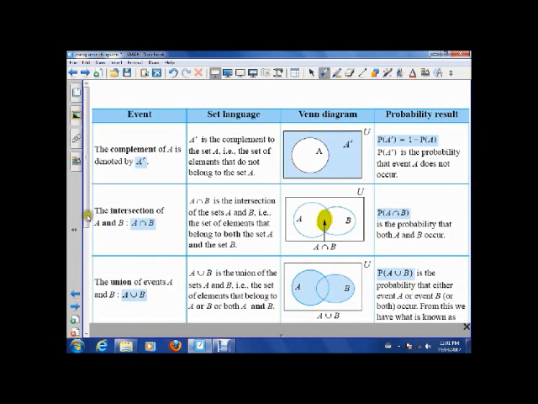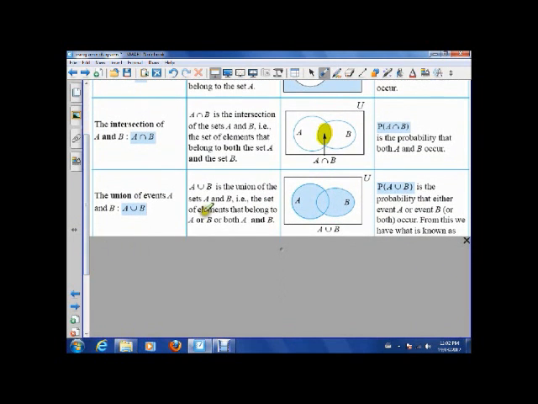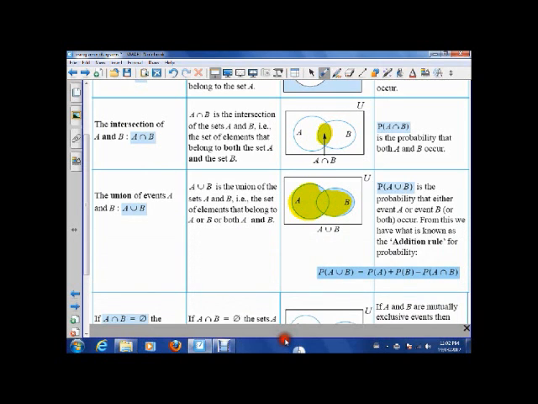The union is whatever happens in A or in B. So when we're talking about kings or hearts, the union is all the kings as well as all the hearts, as well as the king of hearts. So the union is everything that happens in either one or the other or both. The union is everything in A as well as everything in B. So intersection is just the middle, union is both.